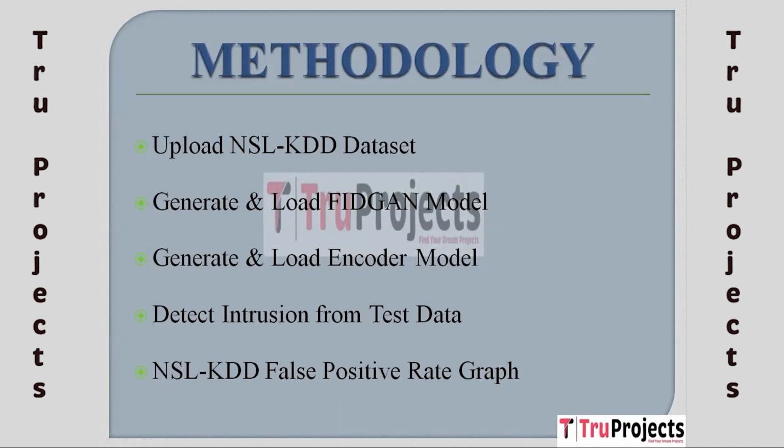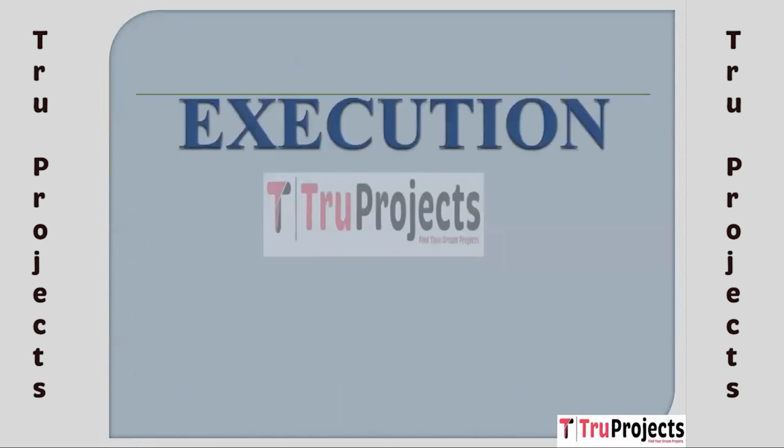Here, we draw a graph that shows how often our system wrongly thinks normal things are suspicious, the false positive rate. This helps us adjust our system to become smarter over time. By putting together these modules and using a special memory technique called LSTM to handle time-based data, we have built a smart system that can detect strange activities on a network and help keep it safe. Execution of the project.